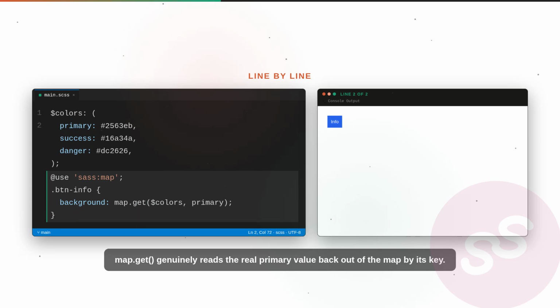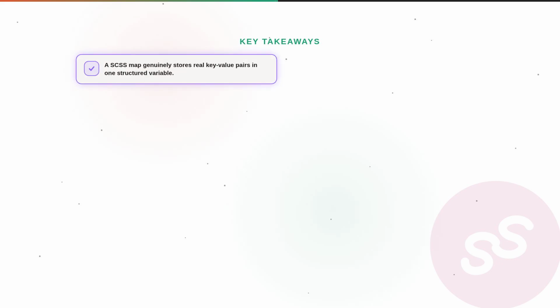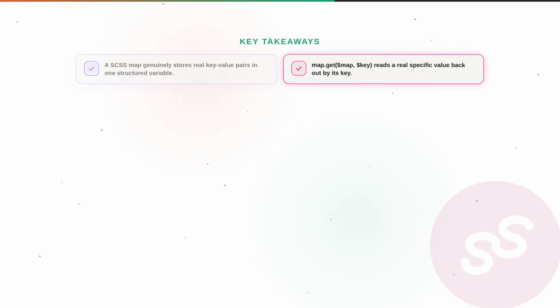Map.get genuinely reads the real primary value back out of the map by its key. A SCSS map genuinely stores real key-value pairs in one structured variable. Map.get $map $key reads a real specific value back out by its key.